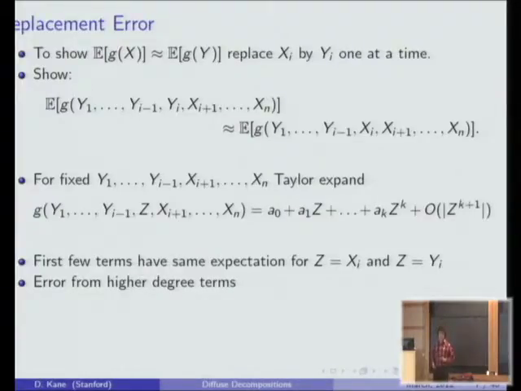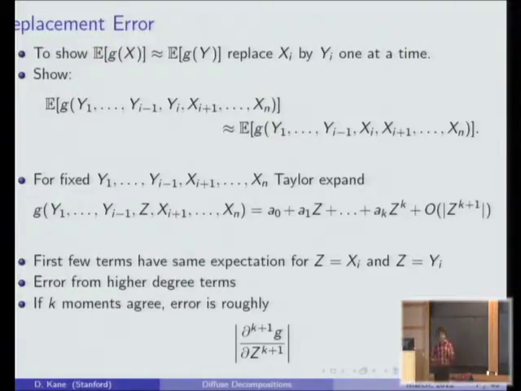And so this means that when we take the expectations of the first few terms of this Taylor expansion with either z equals xi or z equals yi, we get exactly the same thing. And thus the only difference in these expectations comes from the higher degree terms in this Taylor expansion. Roughly, if the first k moments of xi agree with the first k moments of yi, then the first k terms in the Taylor polynomial wash out, and you have an error term that's roughly the size of the k plus first derivative of g with respect to this ith coordinate.